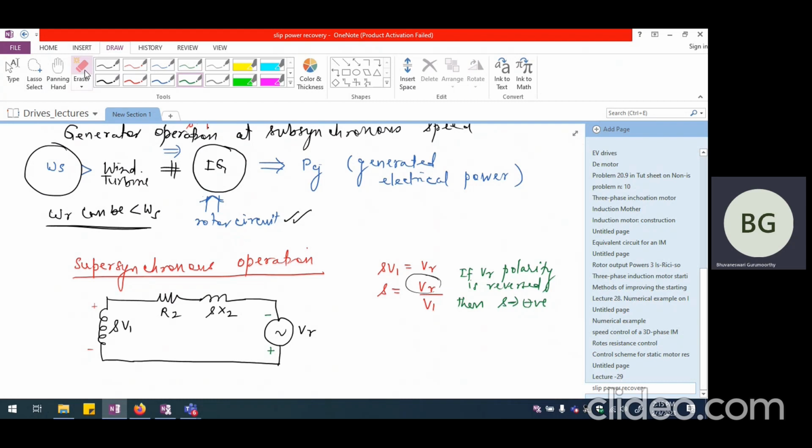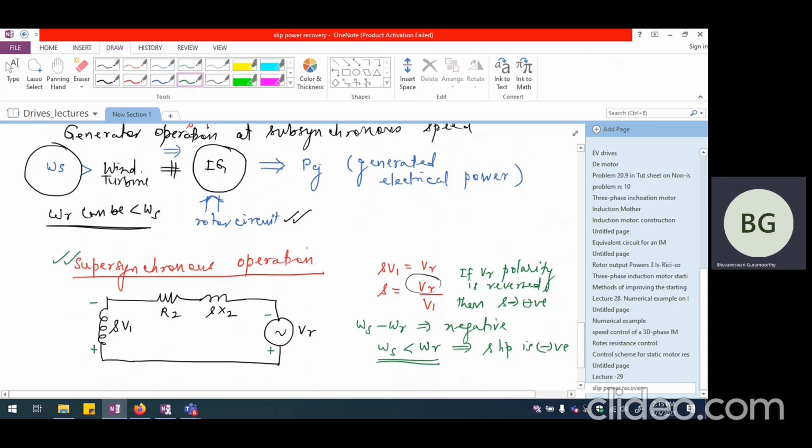So if slip is negative, then automatically instead of having plus here and minus here, we should again have plus here and minus here. If slip is negative, that means omega s minus omega r is negative, which indicates that omega s is smaller than omega r. When this condition is fulfilled, we are going to have slip to be negative. And we call this super-synchronous operation because omega r is greater than omega s.